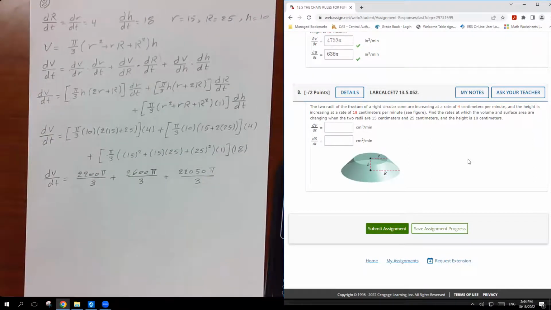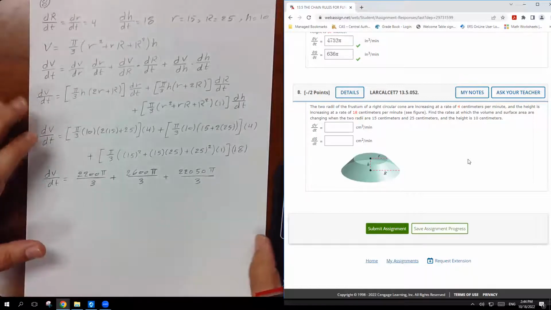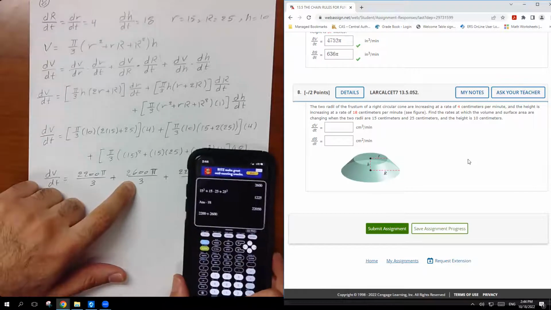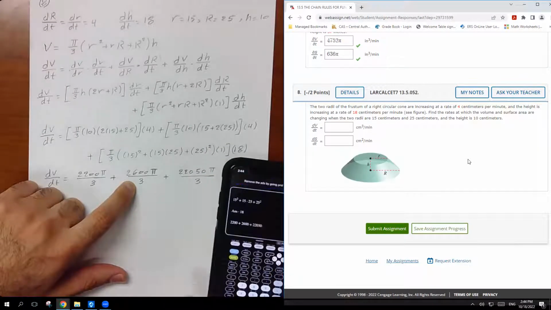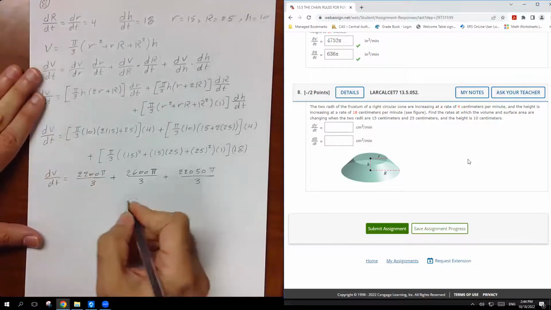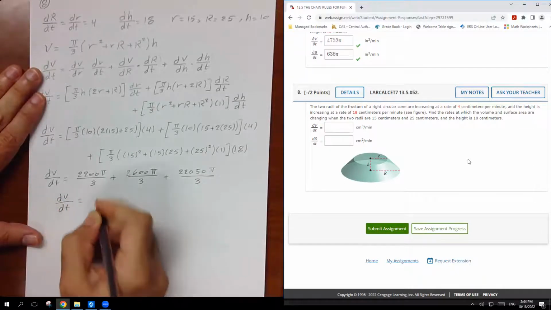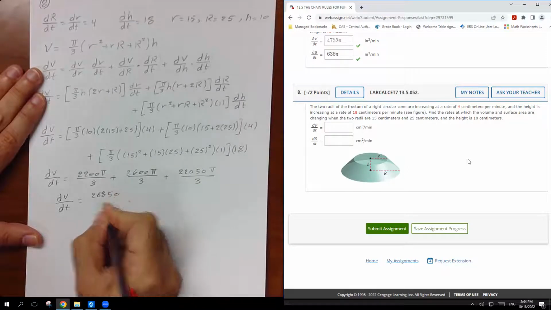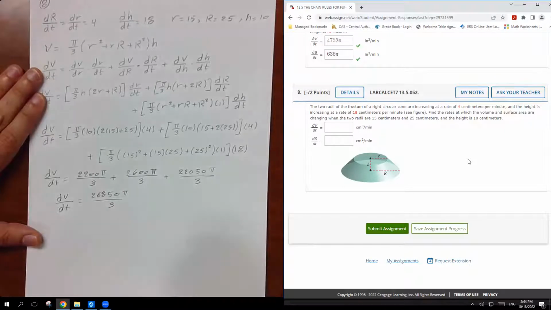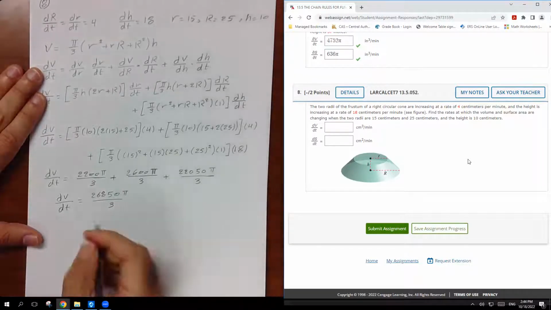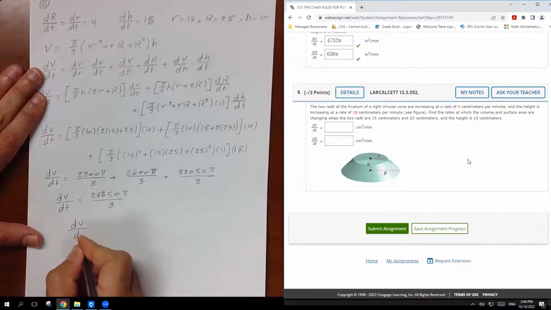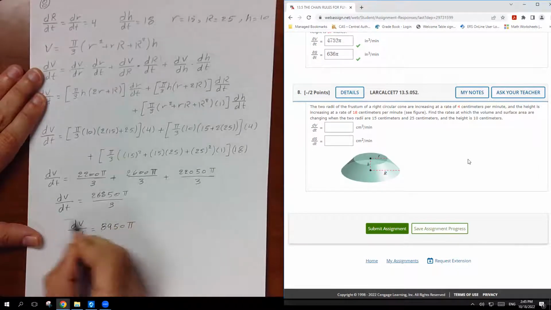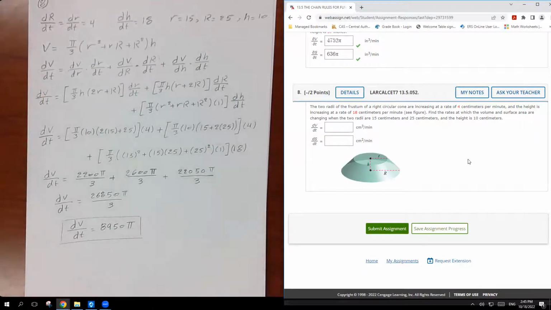Now we're going to add these numbers and divide by 3. So this one plus this one, just adding, plus the last number we got here. So dV over dt is going to be 26,850 pi over 3. Can we simplify it? I think yes. If you divide it, dV over dt is going to be 8,950 pi. So this is the change in the volume for this shape.